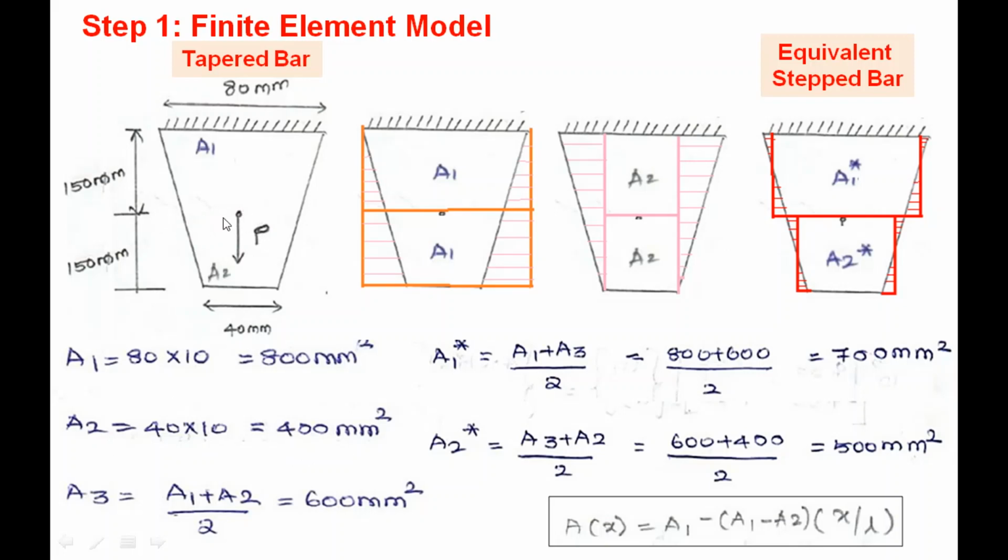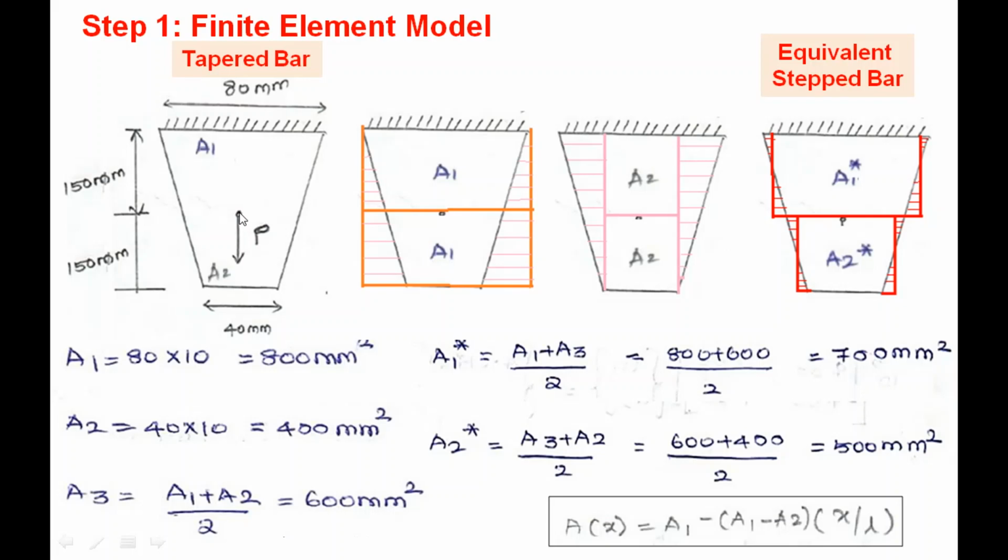At the point of application of the load, if you want to measure the area of cross section, according to this given configuration, this point is exactly at the middle of this bar. So we can easily calculate the area of cross section at this point. This midpoint is going to be considered as A3. A3 will be the average of A1 and A2, so (A1 plus A2) by 2, which is equal to 600 mm square.